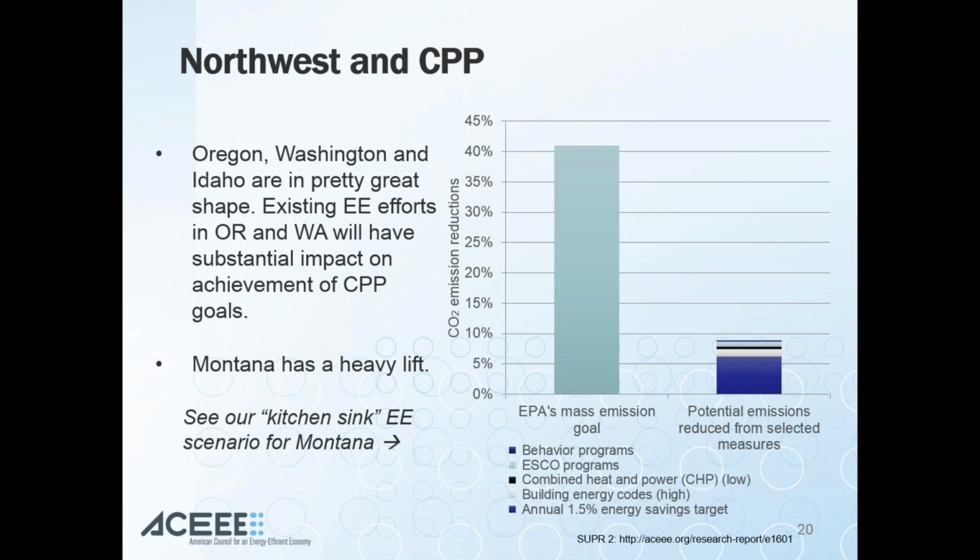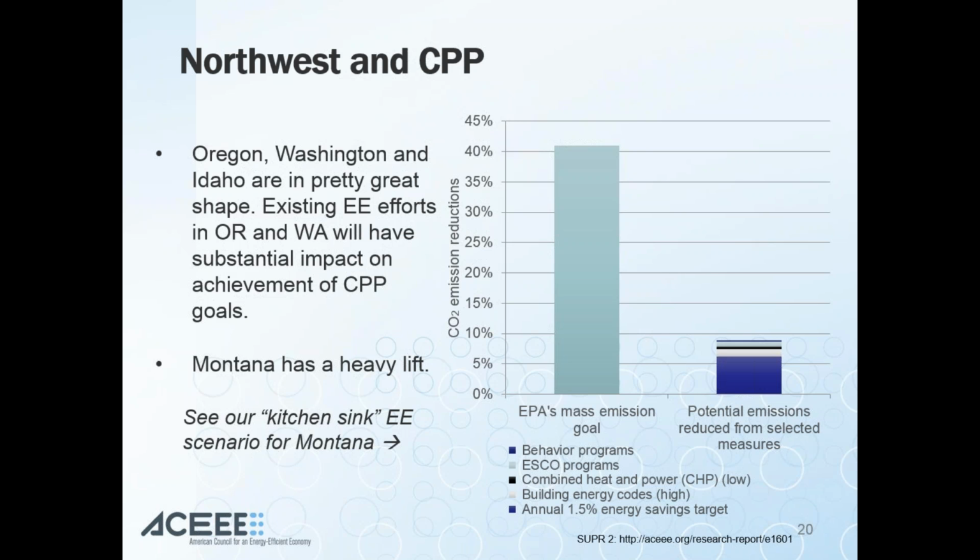But what I did to produce this chart was I selected Montana, and then I selected what I internally refer to as our kitchen sink approach. So I picked most of the efficiency policies that we have as options. It includes an energy savings target, adoption of building energy codes, some construction of combined heat and power, a program that incentivizes energy service contracts in the commercial sector, and behavior programs. And that's what's stacked up on the right. That's what all those things together would get you in terms of a percent of emission reductions.